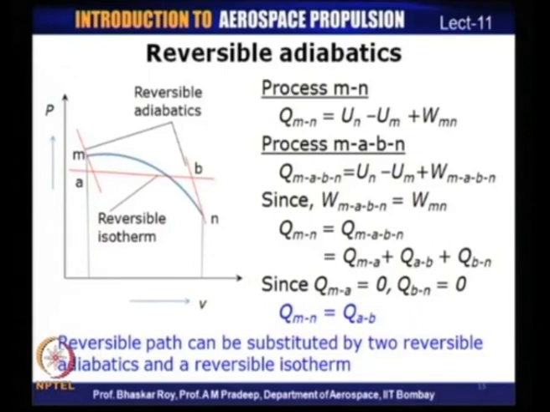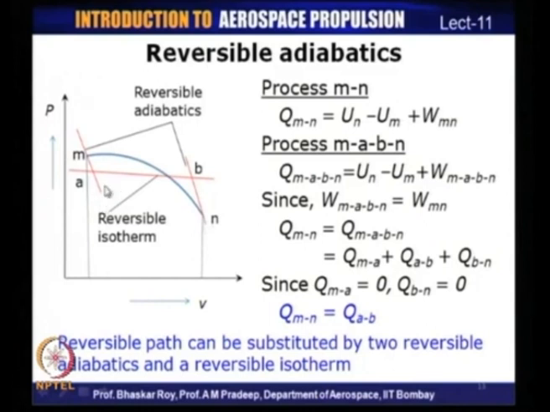Now, since I mentioned that the work done by both the processes is the same, W_MABn is equal to W_Mn, and therefore Q_Mn is equal to Q_MABn, which is also equal to Q_MA plus Q_AB plus Q_Bn, or heat transfer during MA, heat transfer during AB and heat transfer during Bn.